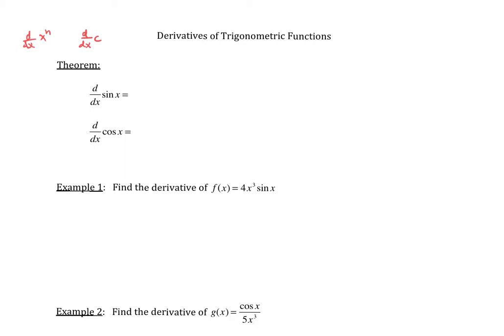The derivative of sine of x is cosine of x. And the derivative of cosine of x is negative sine of x. These are definitely important things that we need to memorize. So I'm going to highlight these. It's beyond memorizing it. You really need to know it.